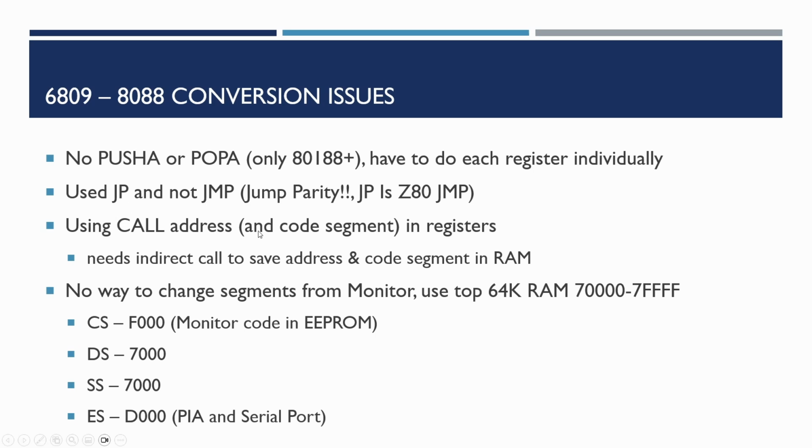Using a call address with the code segment in registers, I needed to do that indirect call through RAM. And at the moment, the monitor doesn't have any way to change any of the segment values. So for the moment, the code segment is running out of the ROM at the top of the memory. Then the data segment and the stack segment are both using the top 64K block of RAM. And then the extra segment is pointing to the peripheral interface adapter and the serial port. That will become free once I've switched things over to use I/O ports, which is the standard Intel way of doing things. But I wanted to keep the way of doing things in the monitor as simple as possible.